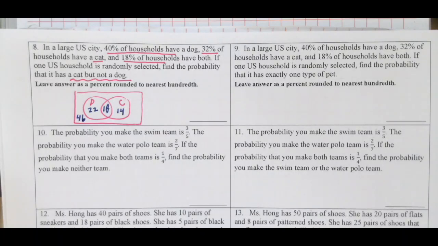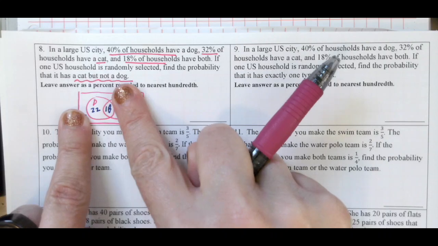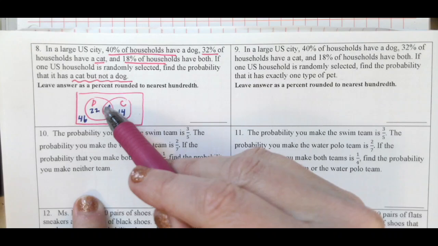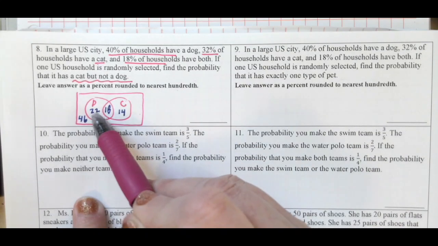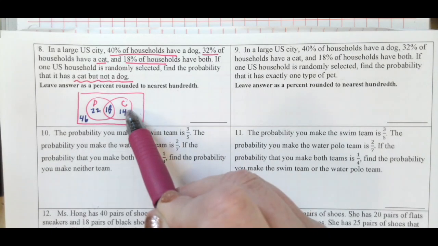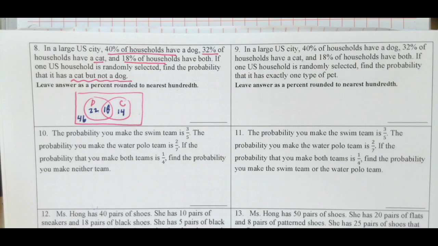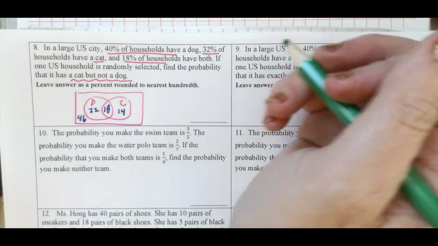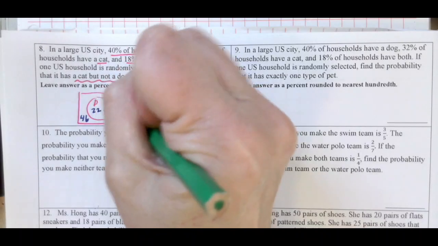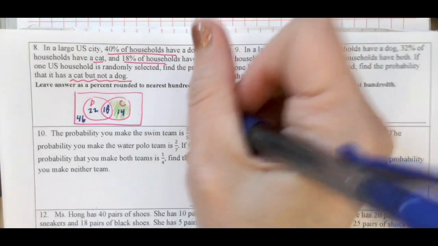Okay, so remember that everything in this circle, they have a dog. Everything here, they have a cat. These 18, they have both. These 22, only dogs, no cats. Here, only cats, no dogs. And here, neither. So what is it that I want? I want has a cat, but not a dog. So I'm looking at that 14% right there.